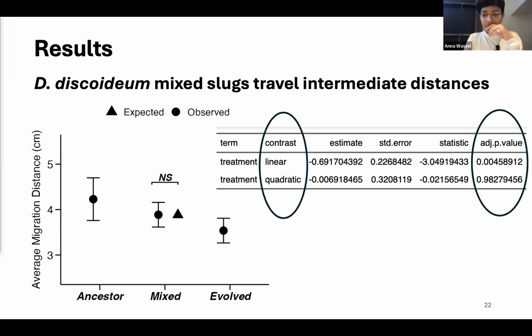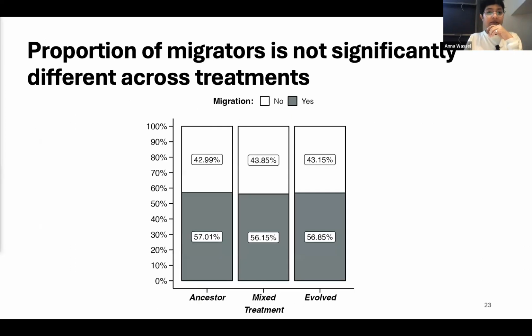As you can see here, the quadratic term doesn't make sense. Then I wondered whether it's because there are just more migrators for the ancestors and fewer migrators for the evolved lines, such that I have less of a sample size to be measuring from. But interestingly, that wasn't the case, because there is no difference between migrators or non-migrators at the level of treatments here. The proportion between whether you migrate or not is the same and seems not to matter.